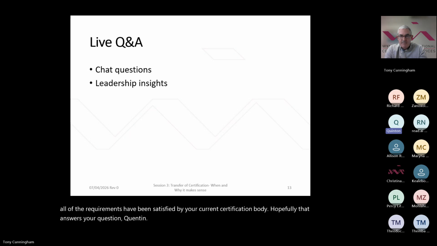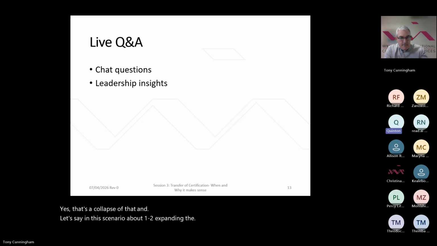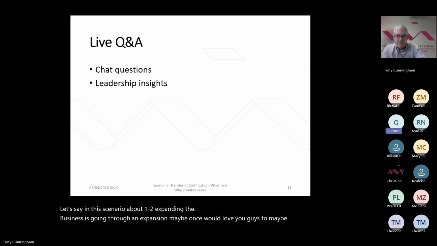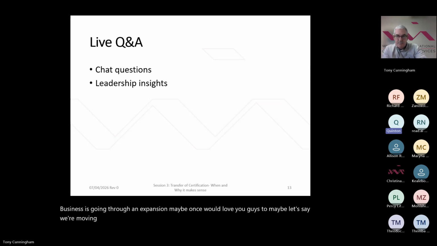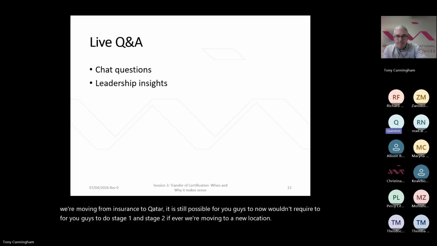Yes, just to follow up also on that. Let's say in a scenario where we want to expand, the business is going through an expansion. Let's say we are moving from Pretoria to Cape Town. Would it require for you guys to do stage 1 and stage 2 if we're moving to a new location, different from the one that we were initially audited on?